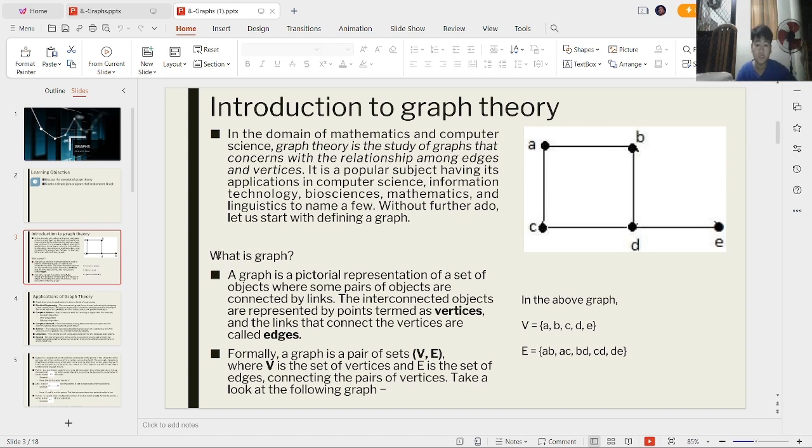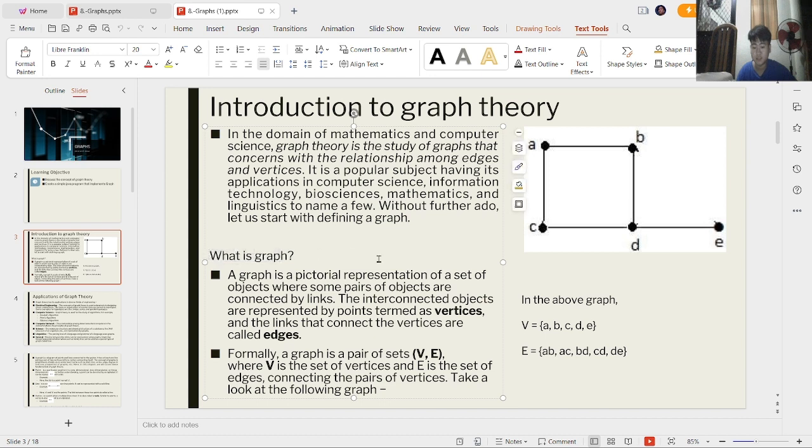So what is a graph? A graph is a pictorial representation of a set of objects where some pairs of objects are connected by links. The interconnected objects are represented by points termed as vertices, and the links that connect the vertices are called edges.